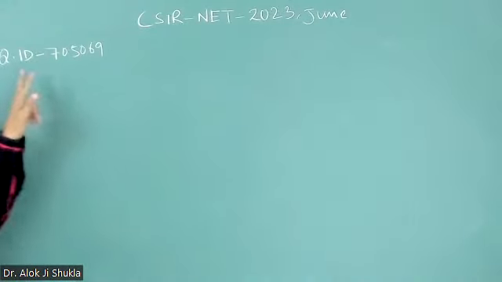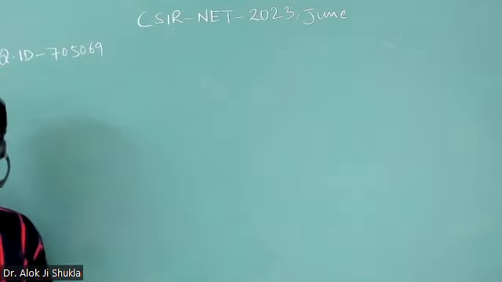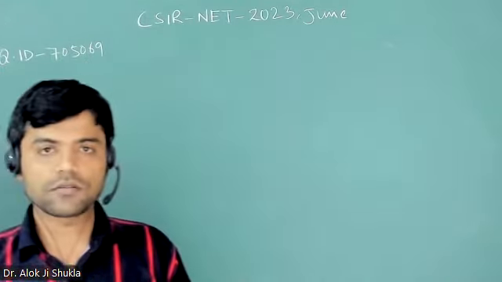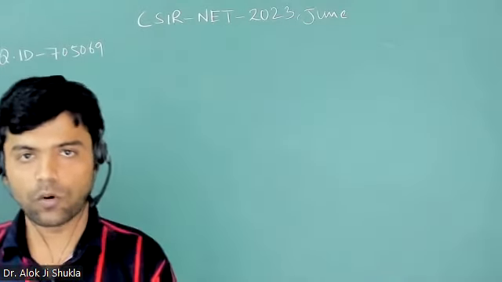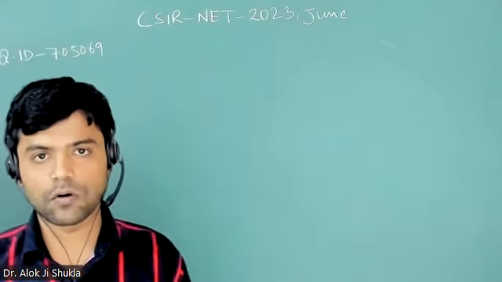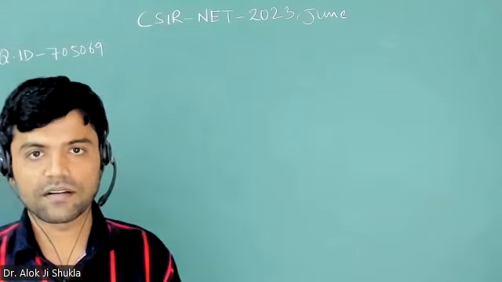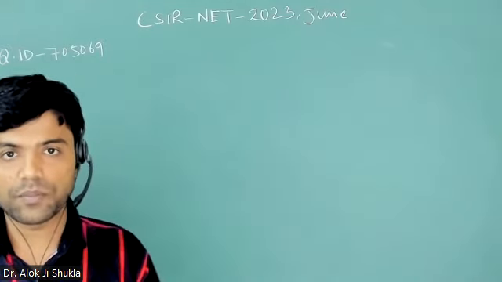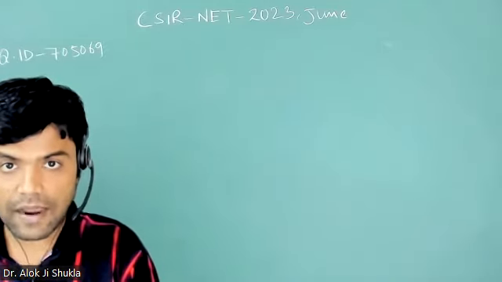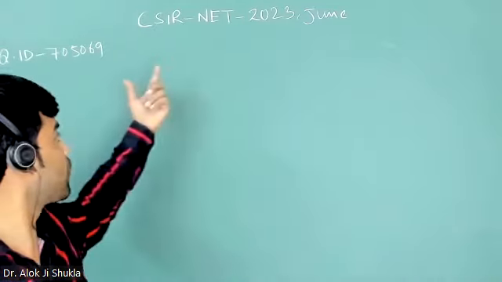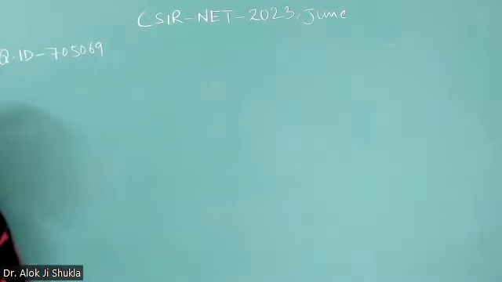Question ID is 705069, and this is basically from molecular physics. The question is: given two different molecules, H2 and D2, both show pure rotational spectra. You have to calculate the ratio of the frequency separation between the first Stokes line and the first anti-Stokes line for the H2 molecule to that of the D2 molecule.